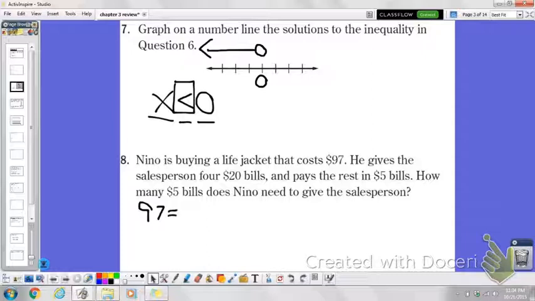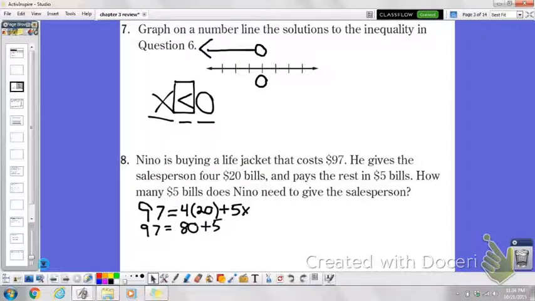Well, he pays in 4 $20 bills. To find out how much money that is, we take 4 times 20. And then it also says he pays the rest in $5 bills. Well, we don't know how many $5 he uses, so that'll be plus 5x. So now we have an equation, so we need to solve it. Let's do some simplifying first. We have 97 is equal to 4 times 20, which is 80.